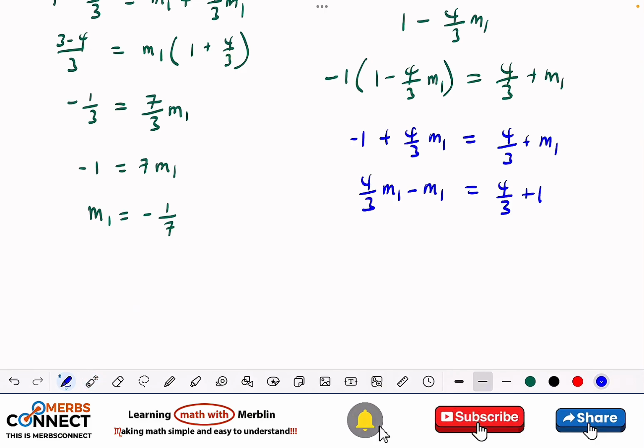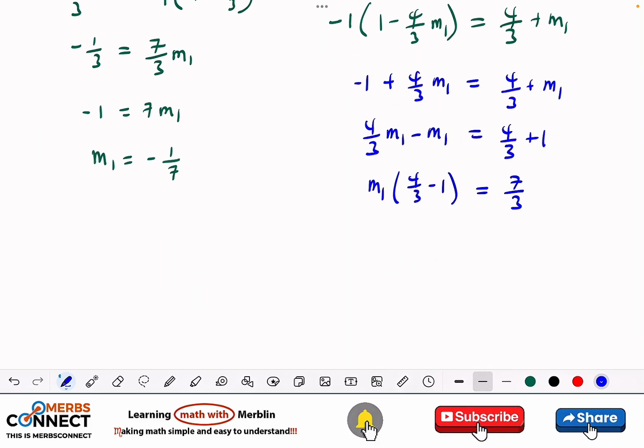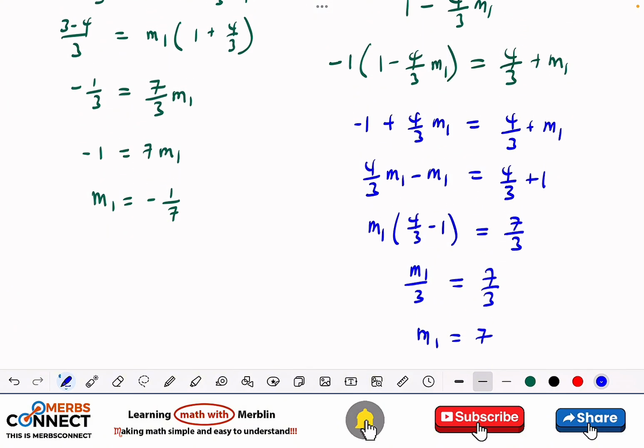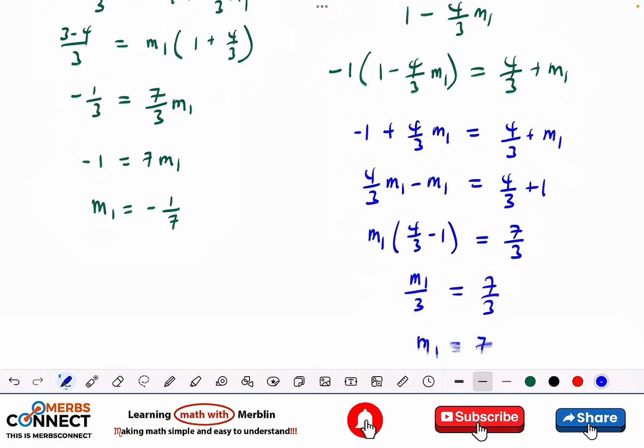So when I factor m1 out, it will be left with 4 over 3 minus 1, which is the same as, when I add this one, I'm going to have 7 over 3 as we did on the other side. So subtract this, and we are going to have m1 divided by 3, because when you subtract, this one is going to be 1 over 3. So when I multiply this one by 3, multiply this one by 3, this will cancel, this will cancel. So m1 will be equal to 7. Good. So yeah, this is very nice to work with.